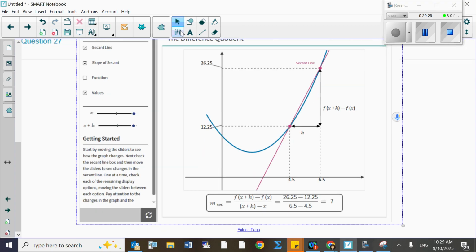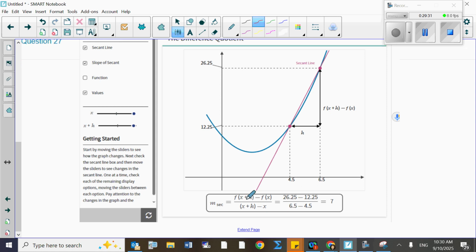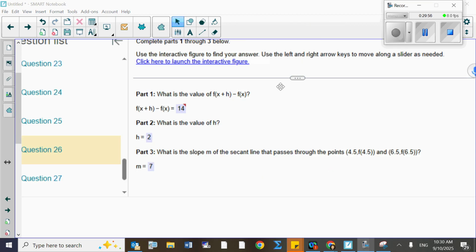Now, the answers that I can choose are these. The top will be this number minus this number, and the bottom, which is h, is this minus this. So this is h, and whatever is the answer to the top is f of x plus h minus f of x, and the result is m. So you're going to write this for m, this for h, and this one for the first option. So the answer is 14 on top here, 2 and 7.